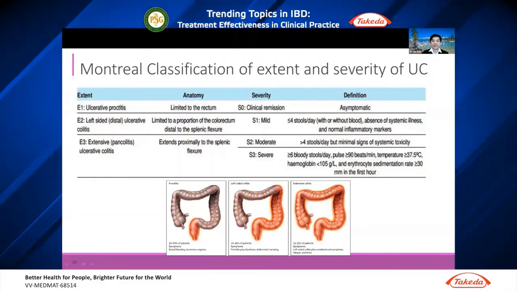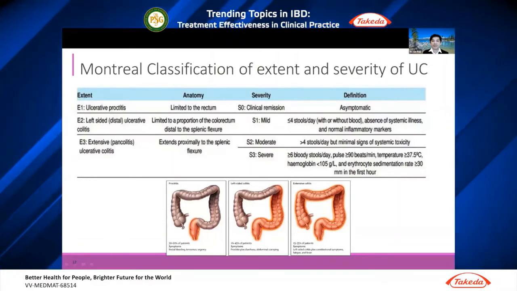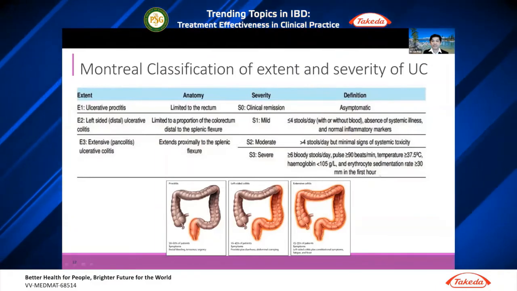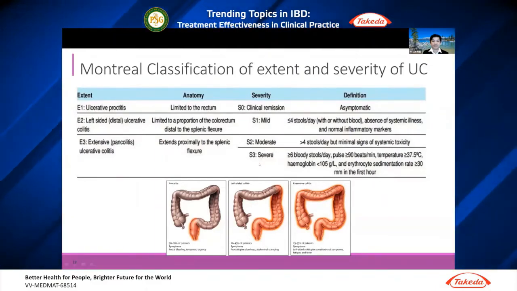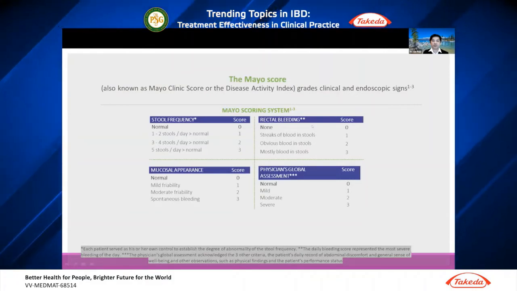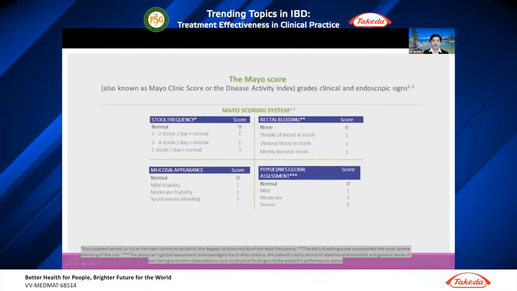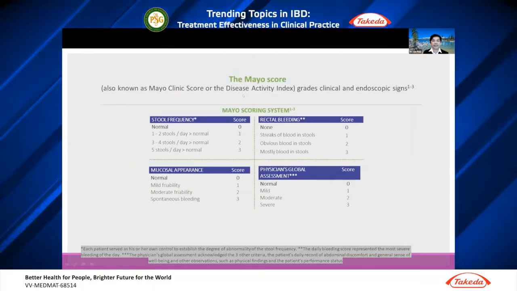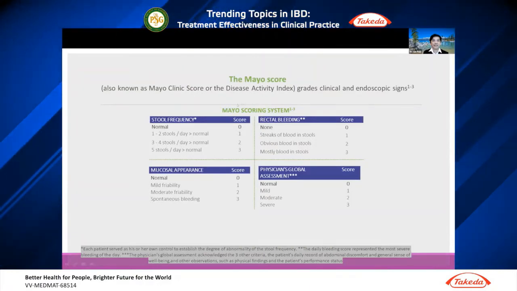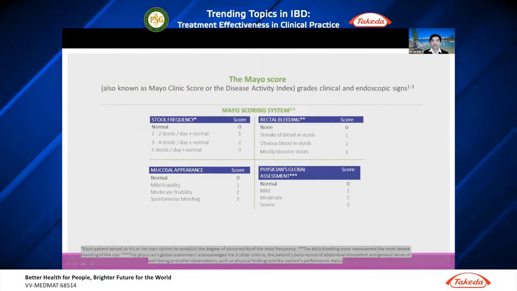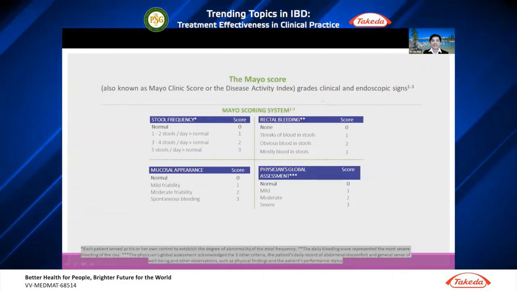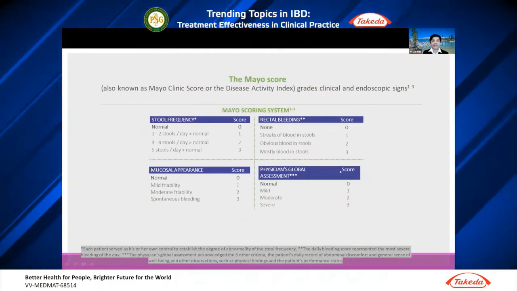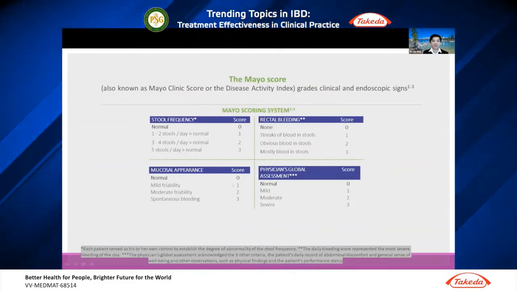So there are more than 4 stools per day, but there are no signs of systemic toxicity. And S3 is severe if there are at least 6 bloody bowel movements, there is tachycardia, there's fever, there's anemia, and the ESR is greater than 30. How about the Mayo score? For those of you who read the clinical trials, this is the most common index of severity that clinical trials use. It is also known as the Mayo Clinic score or disease activity index, and it has 4 components: stool frequency, rectal bleeding, physician global assessment, and mucosal appearance.